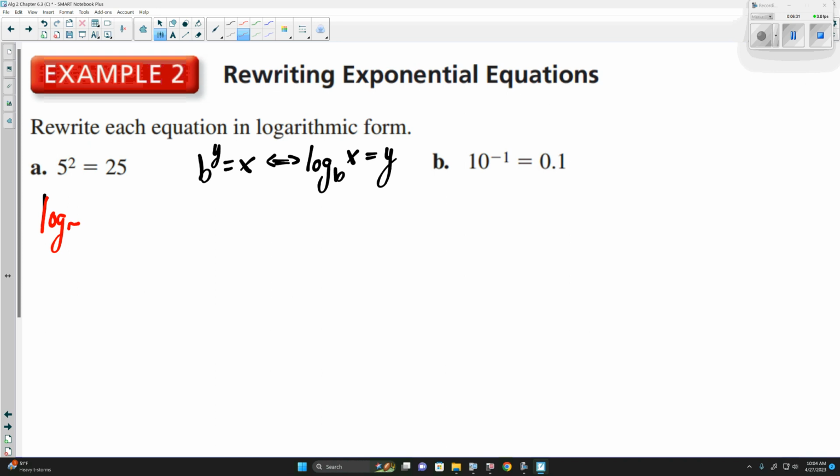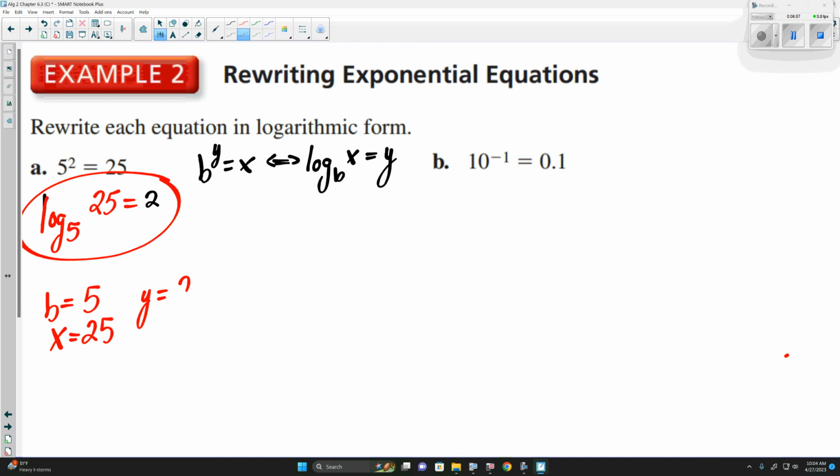Log base 5 of, because what's inside would be x, yes? It would be 25 is equal to 2. Because the b in this case is the 5. X in our case is taking the place of 25 and y is 2 because b to the y equals x. Y is in the exponent, so 2 is our y. X is what this is equal to, so 25, and our base is 5.